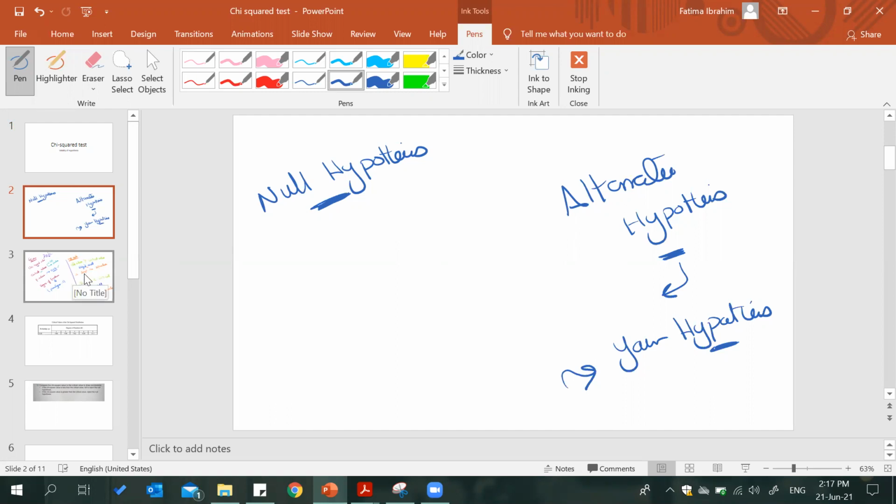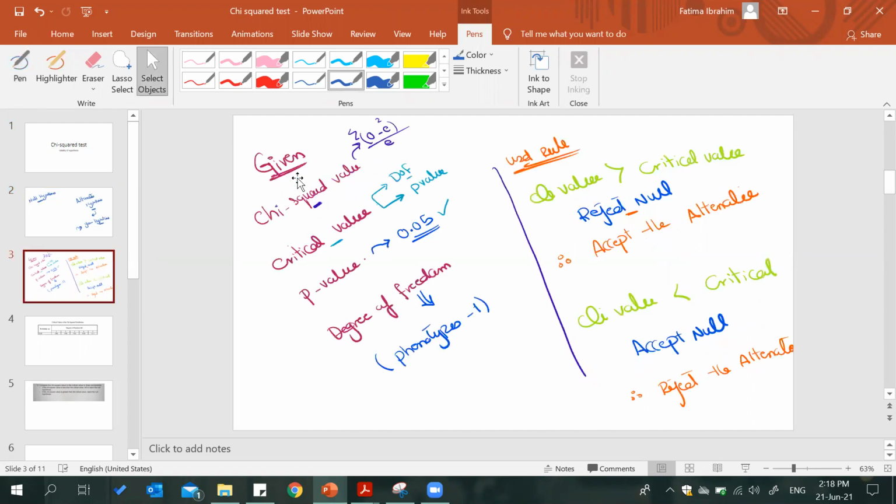In order to work with chi-square, at the very beginning you have to work with those givens. Number one, you have some givens لازم يكونوا موجودين. One of them is the chi-squared value. Other ones are the critical value, the p-value, which is the probability, and the degree of freedom. Those must all be found within the questions. Seek to find them.